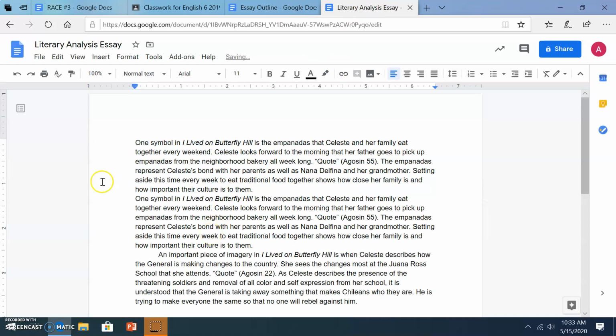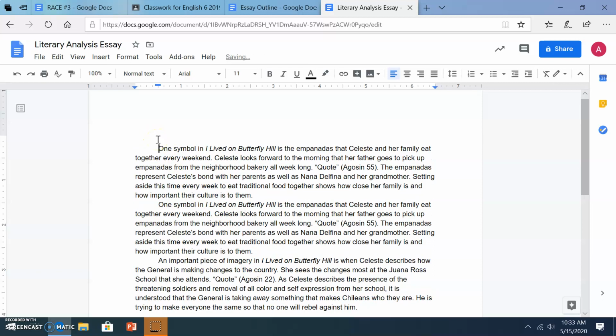And paste it into my literary analysis document. Now, of course, I want to make sure that each of my body paragraphs is indented at the beginning. And now the majority of my essay is already done. So I've got my body paragraphs in here already.